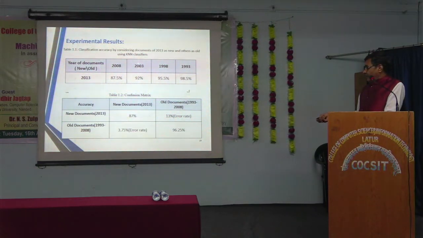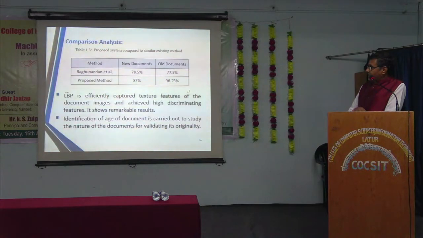But the documents printed between 1993 and 2008 are all mixed. With respect to 2013, they should be old. But here also, we are expecting 100% result, but 3.75 is still error, because the clearer documents are coming to the new documents. Therefore, this kind of analysis we have reported and published in a Super Index Journal, which also has an impact factor.